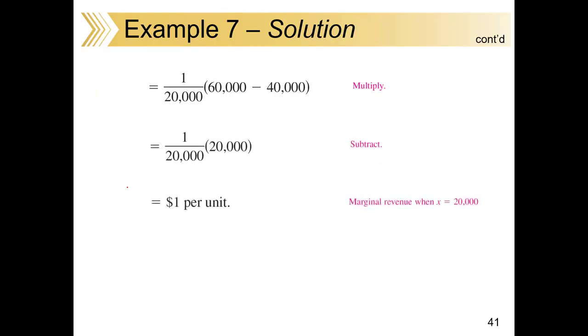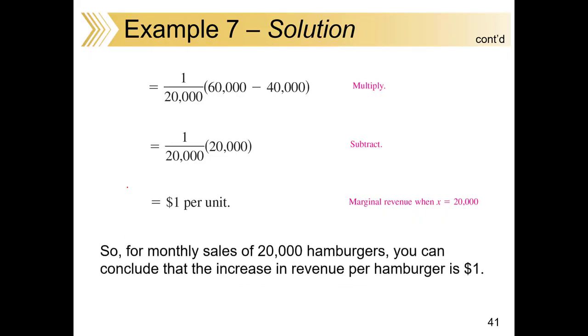There's our marginal revenue. That means if we sell or produce one more item, we're going to get $1 more revenue for that production per hamburger. That's important too. Your marginal revenue, marginal cost, or whatever, is the change of that value for each unit of hamburgers or TVs or whatever you're selling.